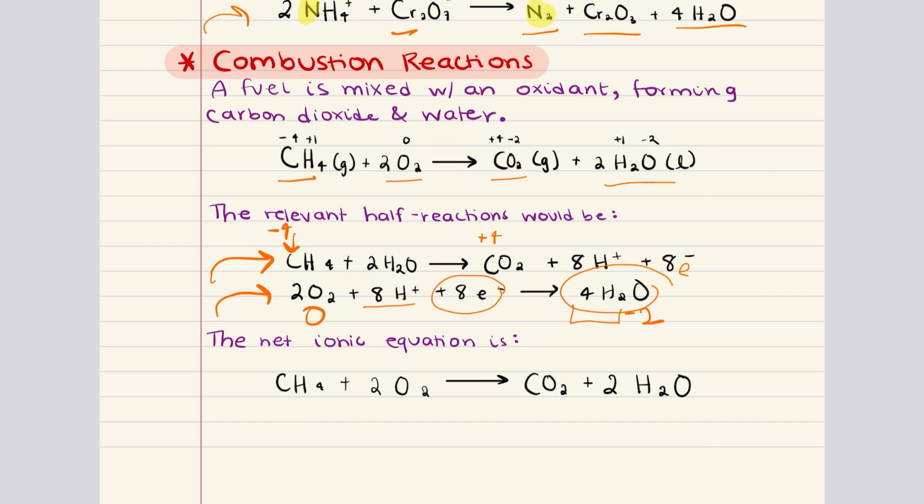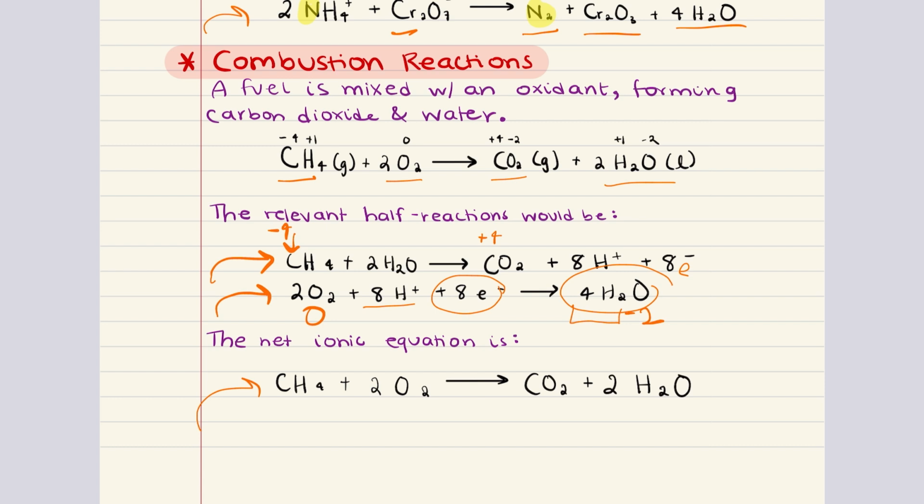Now, we can go ahead and write our overall balanced equation, and we get the following equation. There are no spectator ions here.